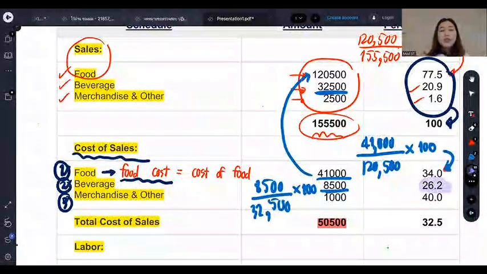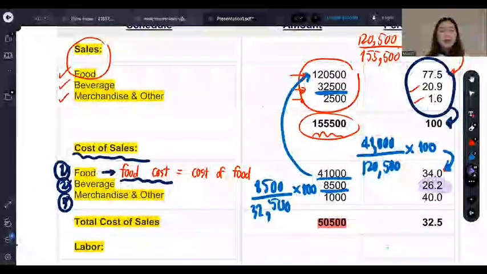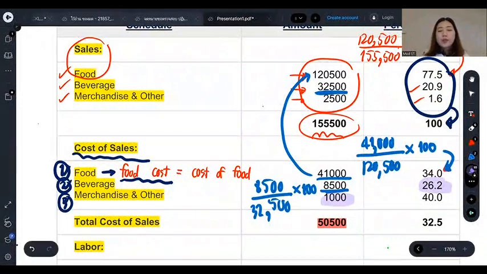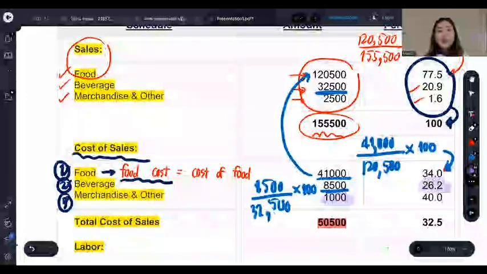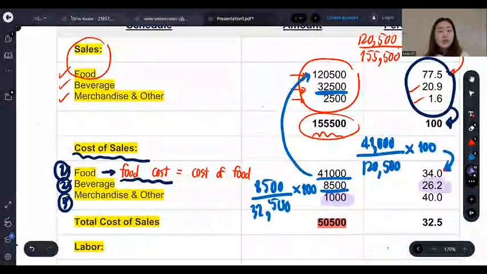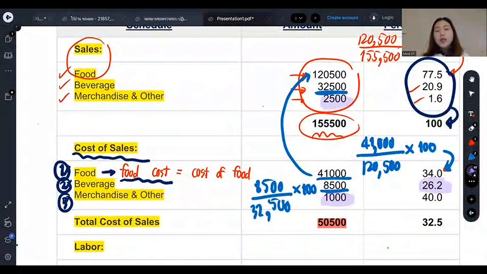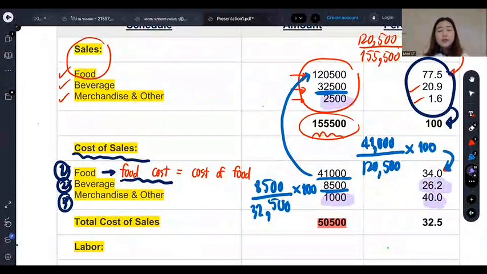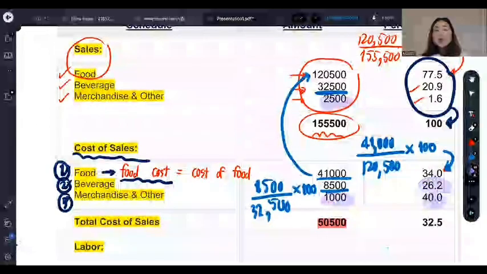26.2%. And for the merchandise and other cost, we can use 1,000 dividing by 2,500 and then multiply with 100, and then we will get the percentage of them, which is 40%.